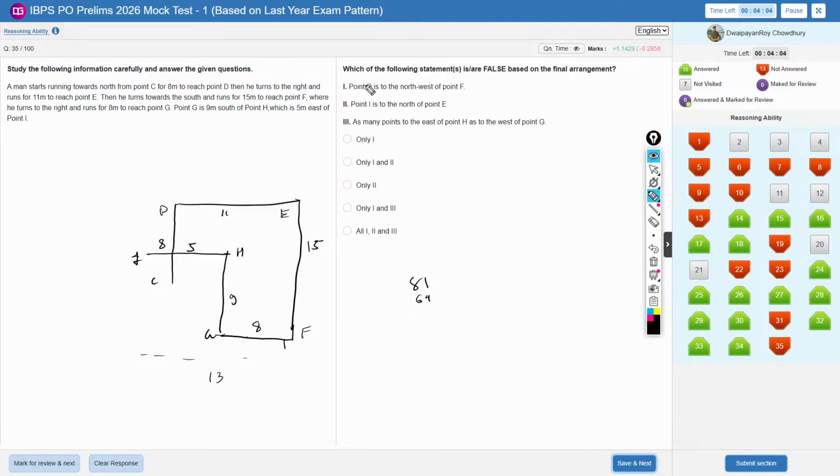False. Point D is to the northwest of F. D is northwest of F. This is true. I is north of none. As many points to the east of H. East of H 1, west of G 1. So this is also true. So only 2 is false.